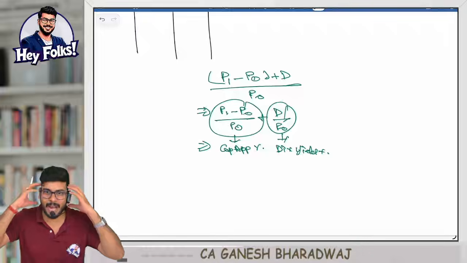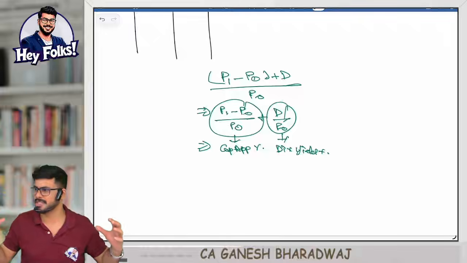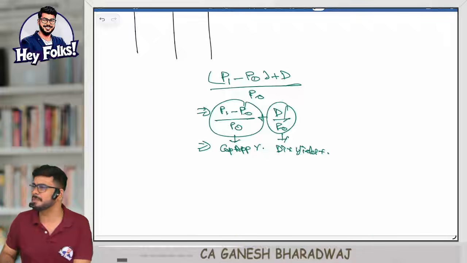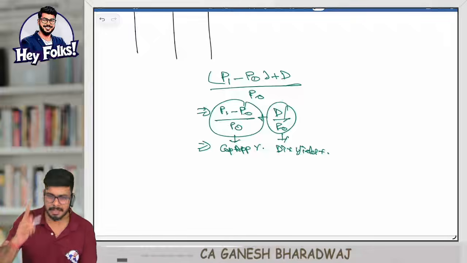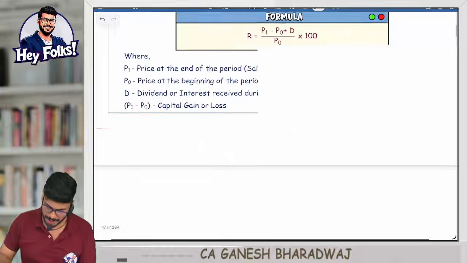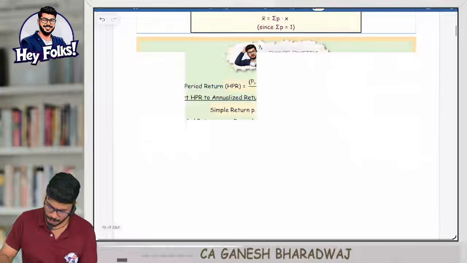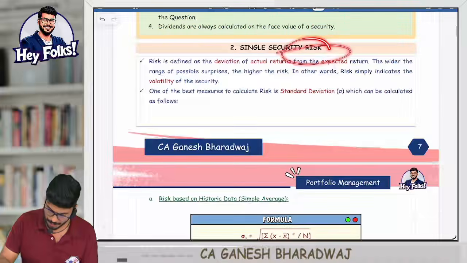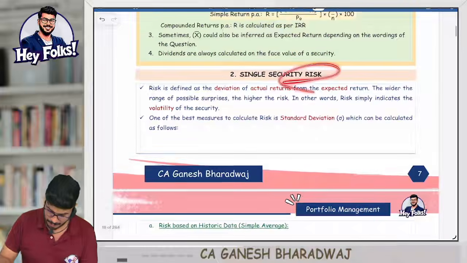So if you have complete control and command over the subject, any kind of question you will be able to answer or not? You tell me, guys. That's the power of conceptual learning. Is this clear? Right? And quickly let's move on to the next one. We also saw how to calculate what? Portfolio risk. I'm sorry, single security risk.